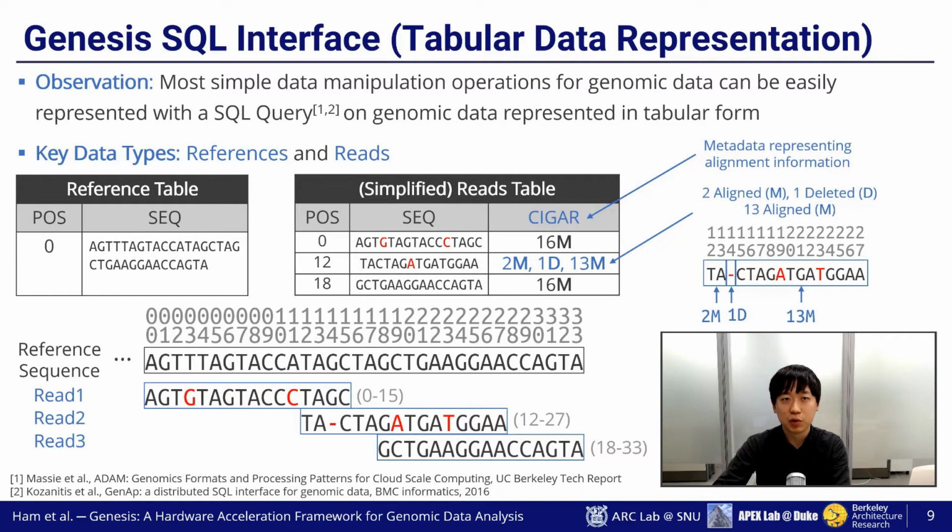Pos is the aligned position of this read, and cigar is the special metadata that contains information on insertions or deletions. For example, a 2M represents that the first two base pairs in this read are well aligned. 1D represents that this read lacks a base pair in this particular position. 13M following that represents that the 13 base pairs are well aligned.